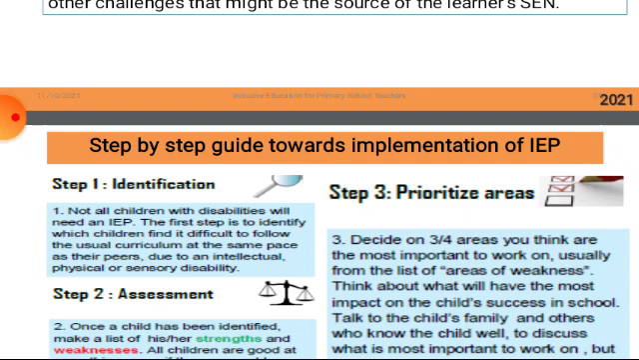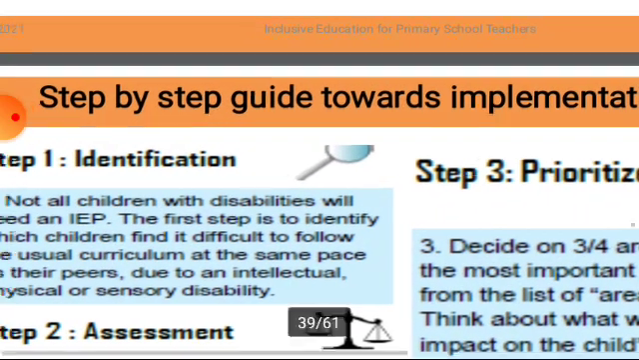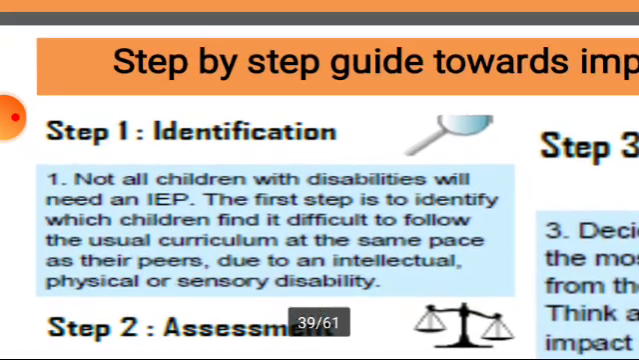We first of all start with what we call identification. Not all children with disabilities will need what we call an individual education plan. So the first step is to identify which children find it difficult to follow the usual curriculum at the same pace as their peers due to intellectual, physical, or sensory ability.